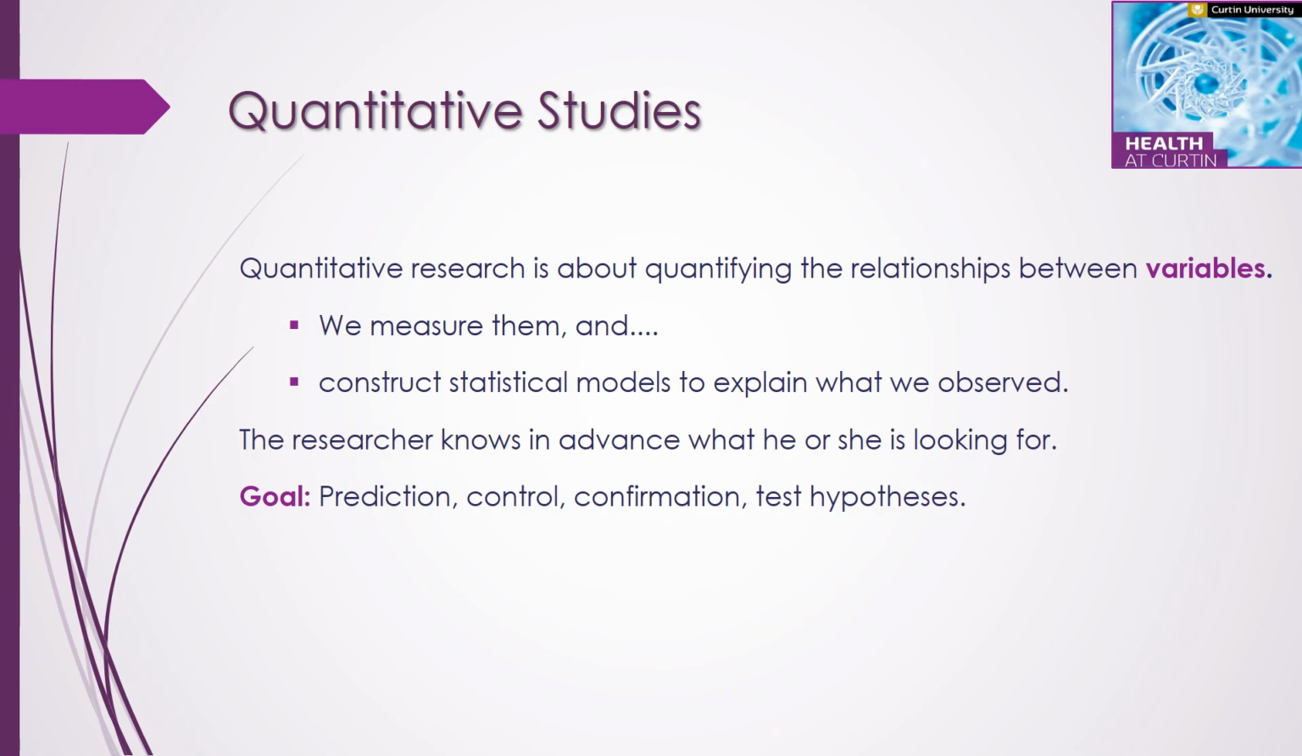Quantitative research is about quantifying the relationships between variables. We measure these variables and construct statistical models to explain what we've observed. The researcher knows in advance what they are looking for. The goal is prediction, control, confirmation, and testing hypotheses.